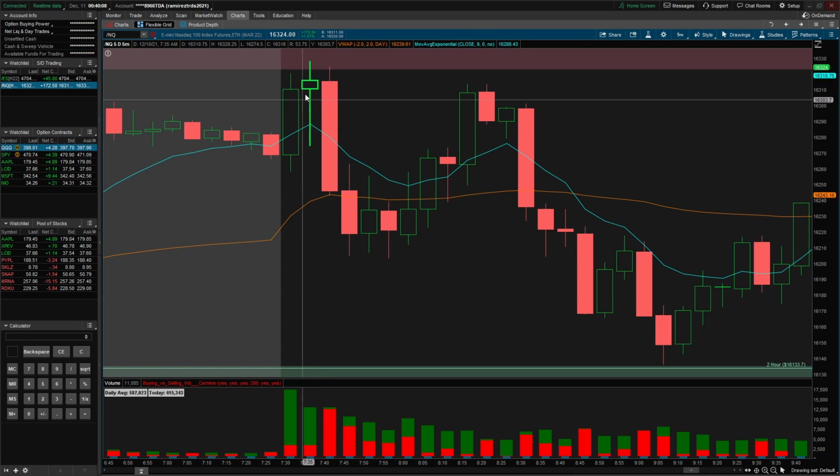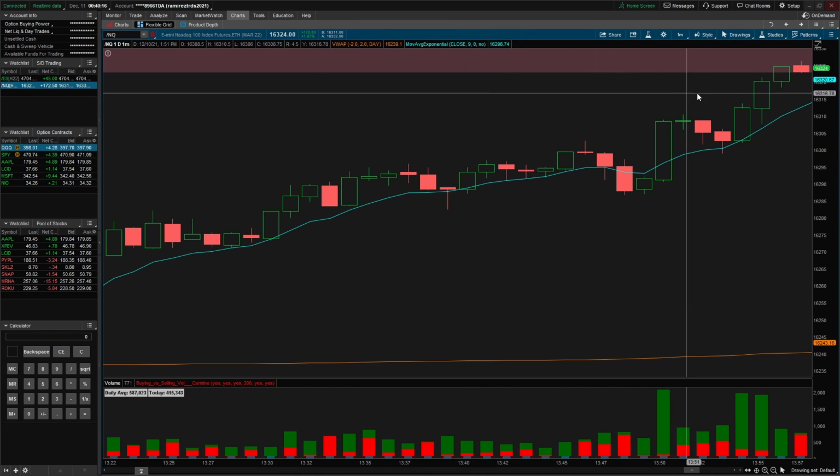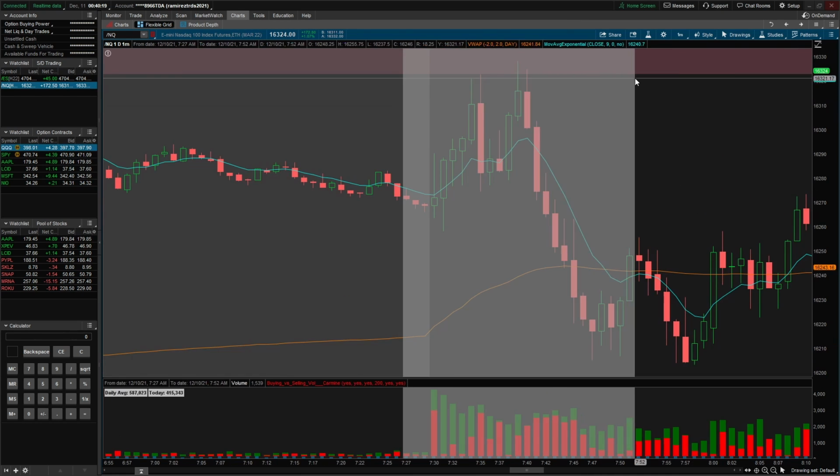In this case, we hit the supply, rejected immediately. We did come back into it and created a double top, rejecting again. You can see that more clearly on the 1 minute right here.